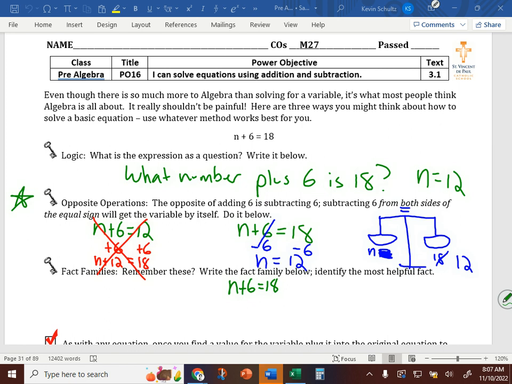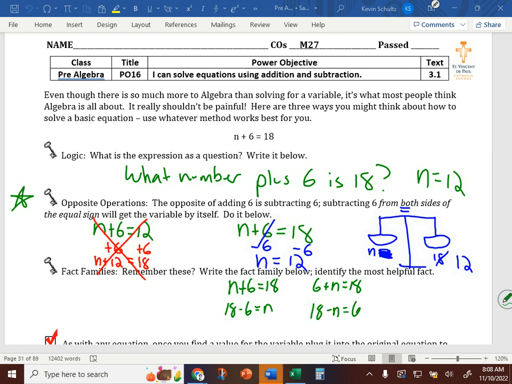Anthony? 18 minus 6. Yeah, we could write this as 18 minus 6 equals n, right? If n plus 6 is 18, 18 minus 6 equals n. What else could we write? 6 plus n equals 18. And what else could we write? Gregory? Good. 18 minus n equals 6.